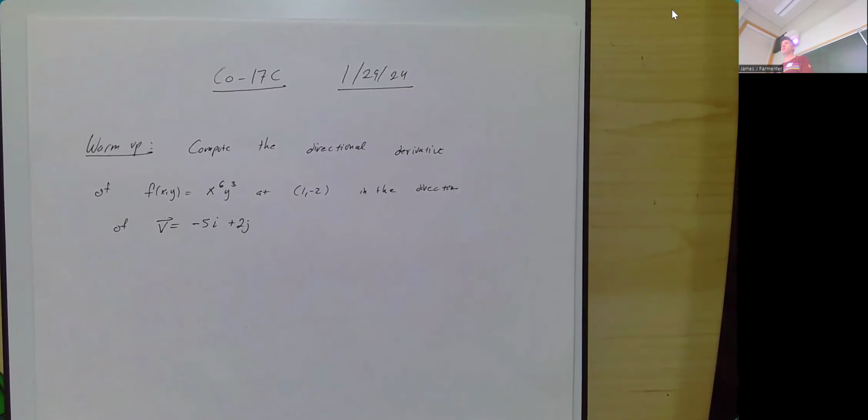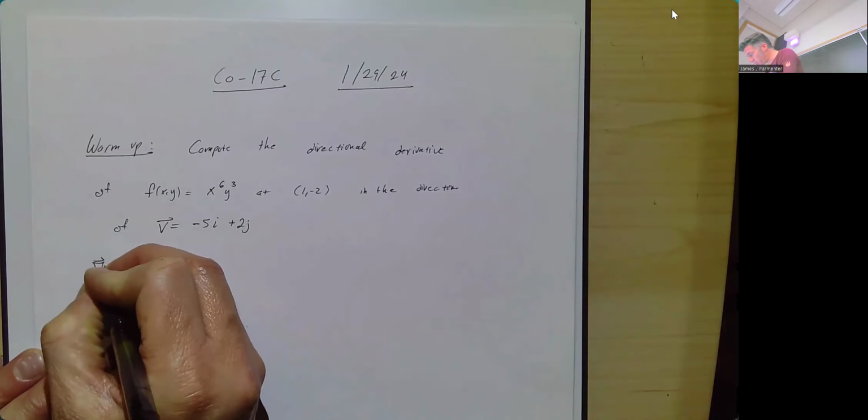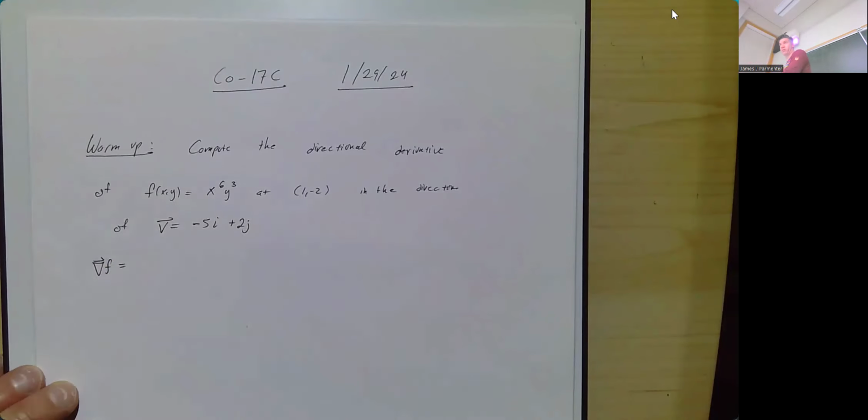Let's go ahead and do it. So directional derivative, we need two things. We need the gradient at the point, and we need the direction as a unit vector. So here's my gradient. My gradient as a function is just the partial derivatives as a vector. Sorry, I should say the gradient as the vector function.